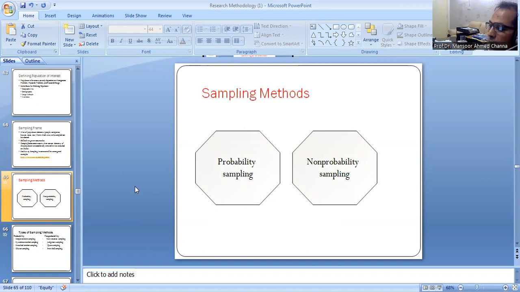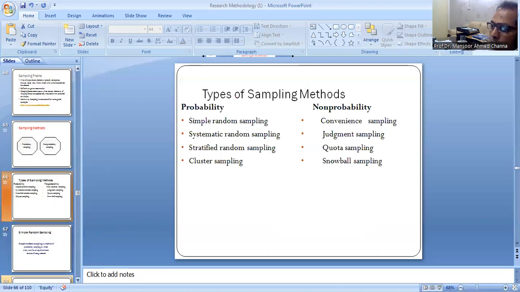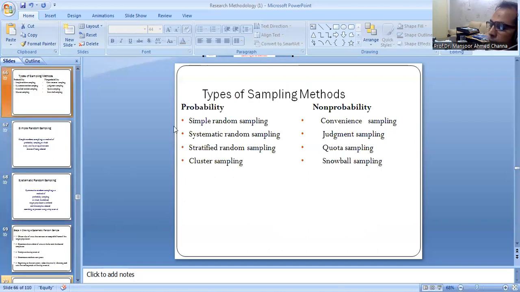Sampling methods may be based on two things. Number one, probability sampling method. Second, non-probability sampling. There are further types of these two main types. The probability sampling method is further divided into four types: simple random sampling, systematic random sampling, stratified random sampling, cluster sampling. The non-probability sampling method is further divided into four other types: convenience sampling, judgment sampling, quota sampling, snowball sampling. Let's study individually, first the types of probability, then the types of non-probability sampling method.